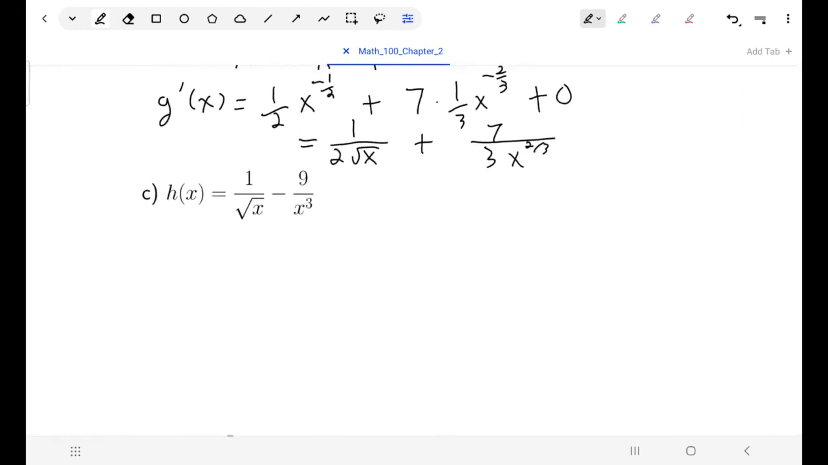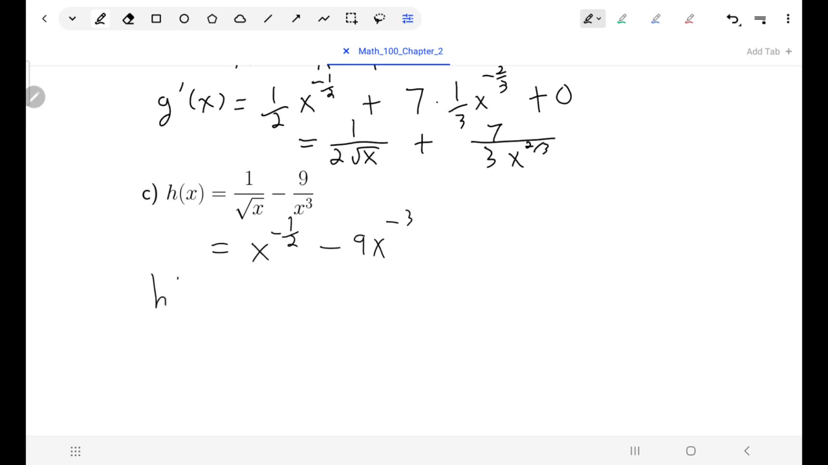Last one, h of x. Again, same thing as before. I'm going to rewrite these in a way where I can actually use my power rule. X in the square root in the denominator is x to the power of negative 1/2. And an x cubed in the denominator is really x to the negative 3.